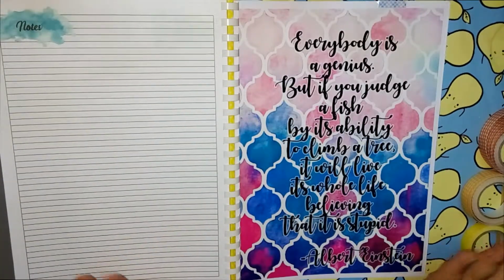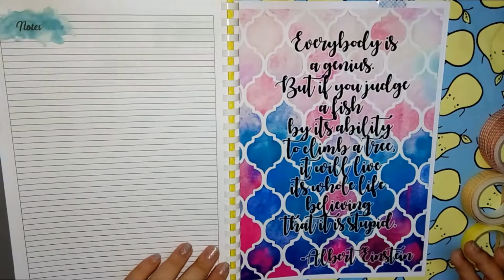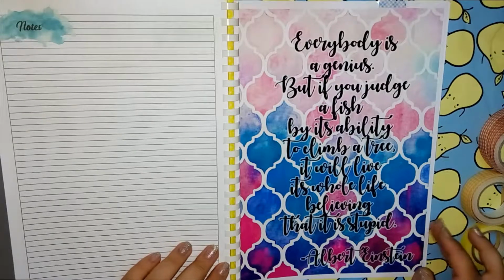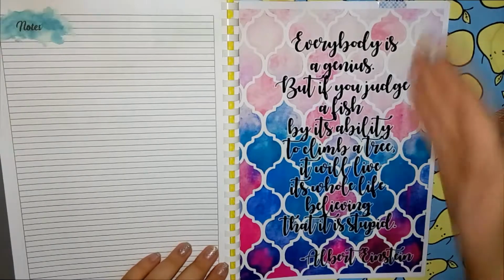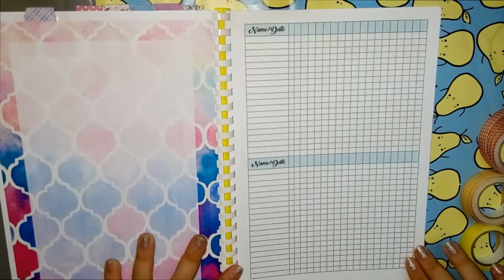This quotation everybody knows. It's by Albert Einstein. "Everybody is a genius, but if you judge a fish by its ability to climb a tree, it will live its whole life believing that it's stupid." And well, I have it for my grades here. So that's what my grades look like.